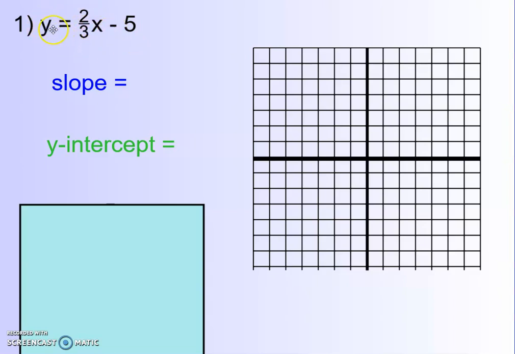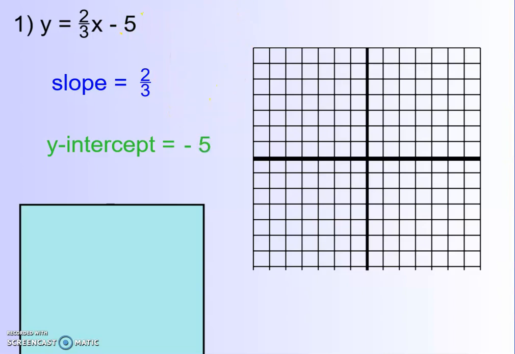The y is all by itself. Nothing else is on the left-hand side with the y. So we can right away pull out the slope and the y-intercept. Now remember, the slope is the number in front of the x, the coefficient in front of the x. 2/3 is our slope. The y-intercept is the constant, the number that is not attached to any variable. In this case, it's -5.